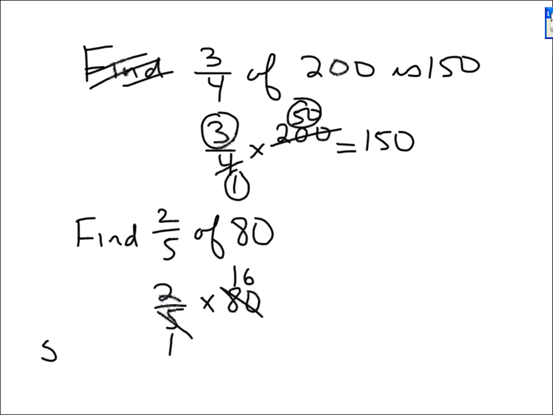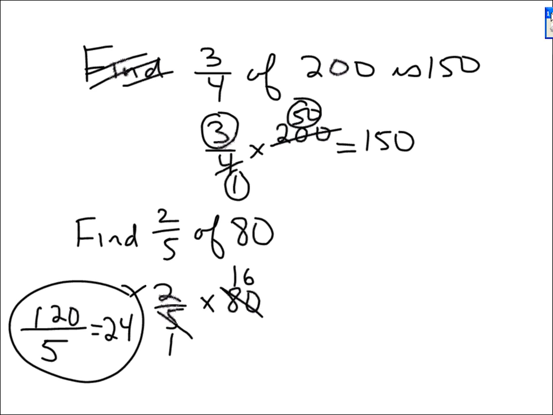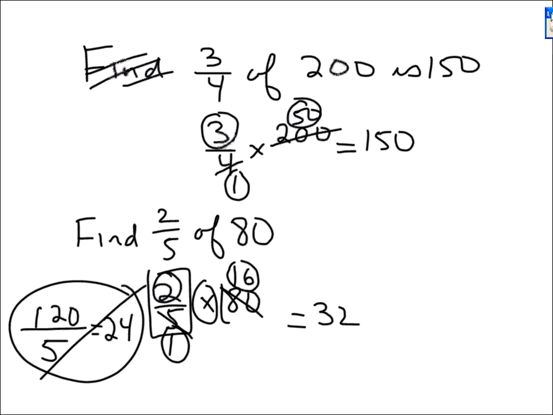If I want to know how many times 5 goes into 120, I know 10 goes into 120 12 times. I double my answer. And now we're left with 2 times 16, which is 32, divided by 1. Don't bother dividing by 1. 2/5 of 80 is 32.